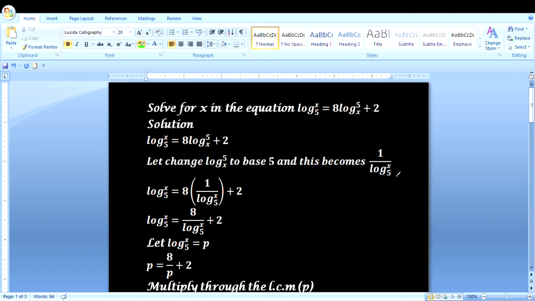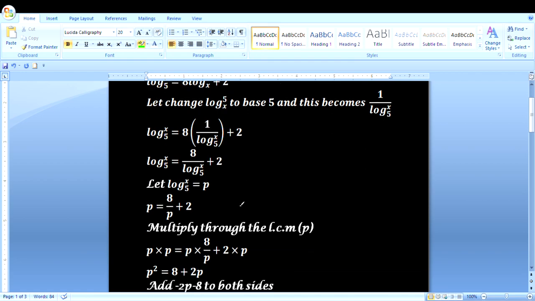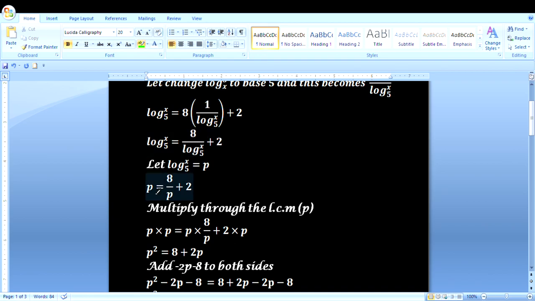Okay, so here we quickly replace this one: log x to base 5 is equal to 8 into 1 over log x to base 5, close bracket, plus 2. Then this becomes log x to base 5 is equal to 8 divided by log x to base 5, plus 2. Then, to proceed further, we let log x to base 5 be equal to p. And if this is done, this becomes p is equal to 8 over p plus 2.